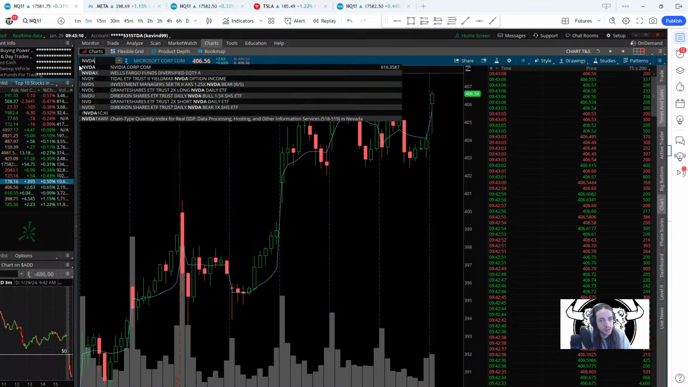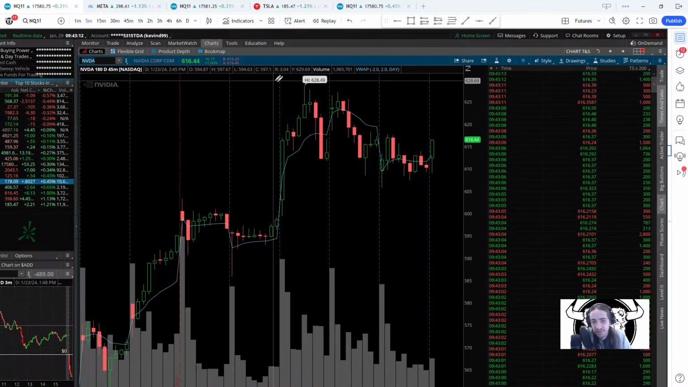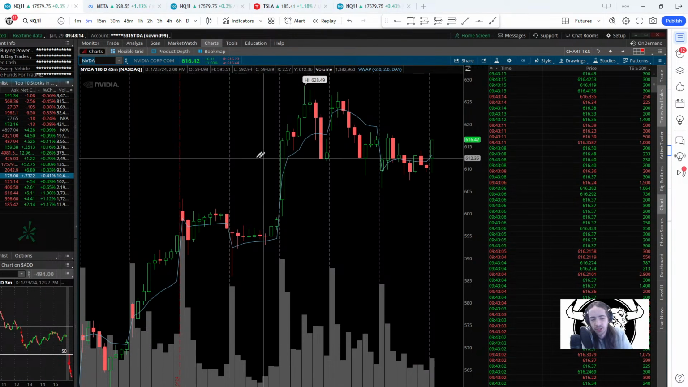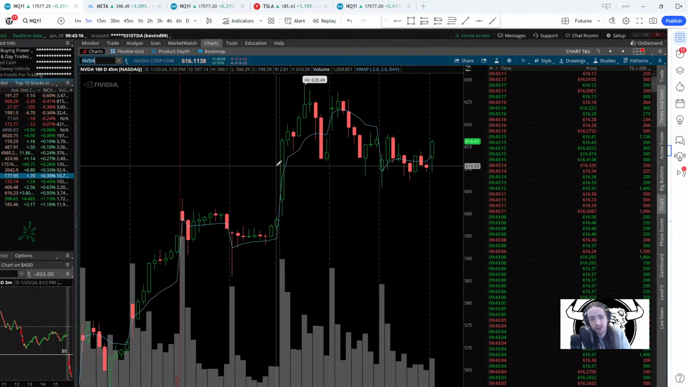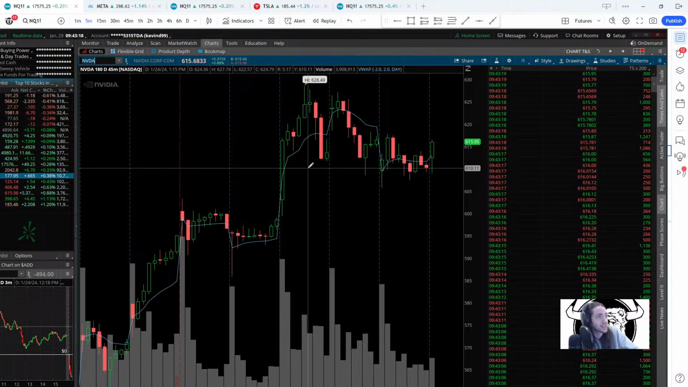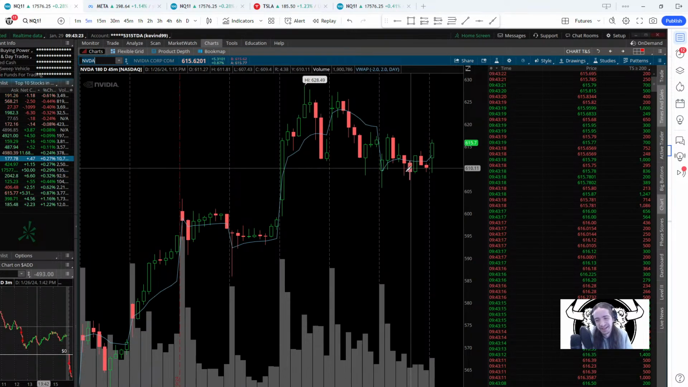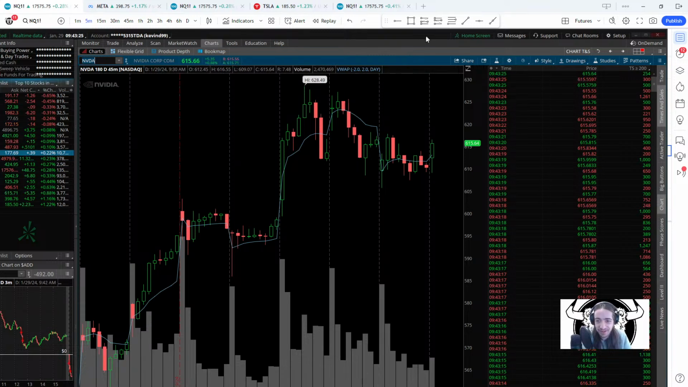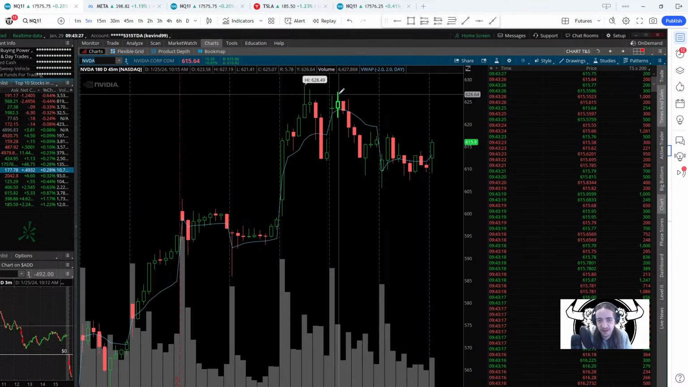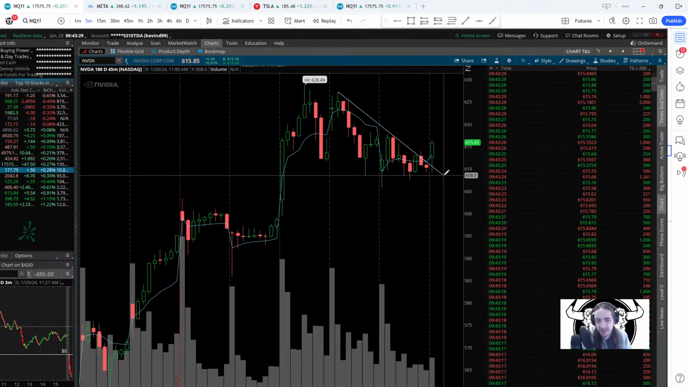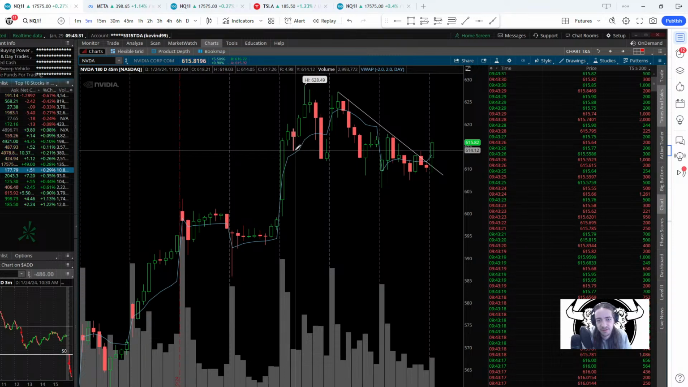Nvidia. A lot of analysts saying Nvidia is going to fall soon. Sure it is, just like it was going to fall at 300 and 400 and 500. But here we are at 616, guys. It's still going to fall soon. All I'm saying is trend is your friend. And Nvidia is a textbook trend is your friend.